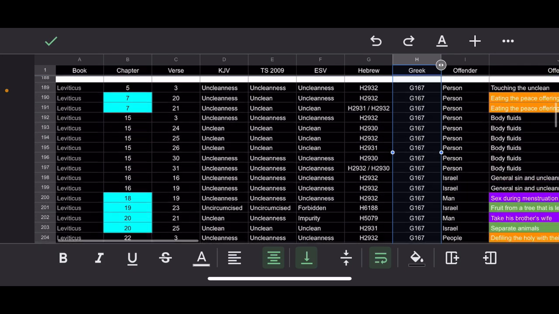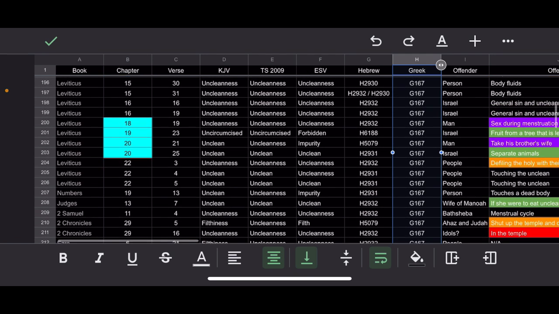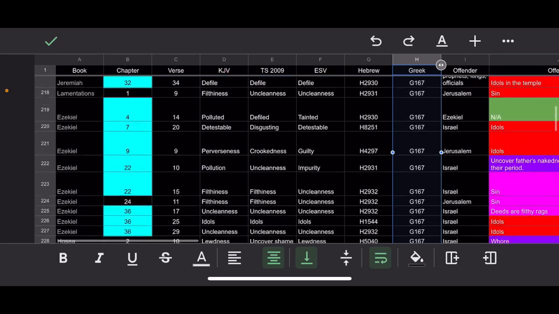And don't forget that I do have a playlist of all of the Greek and Hebrew words that are translated as abomination. This just really, really helps in knowing what we're dealing with. And they're all YouTube shorts, just dealing with Strong's Concordance references on all of these.